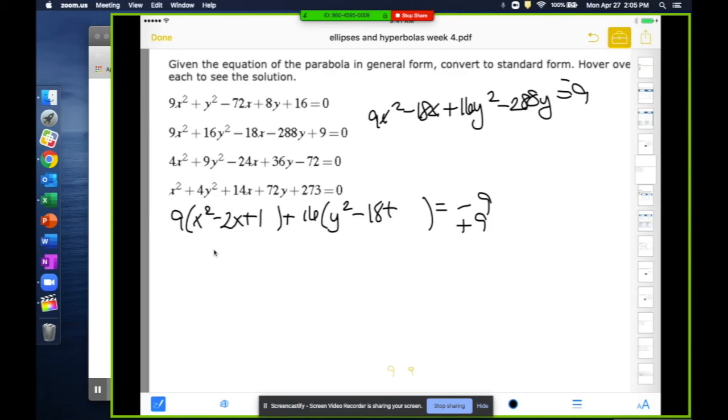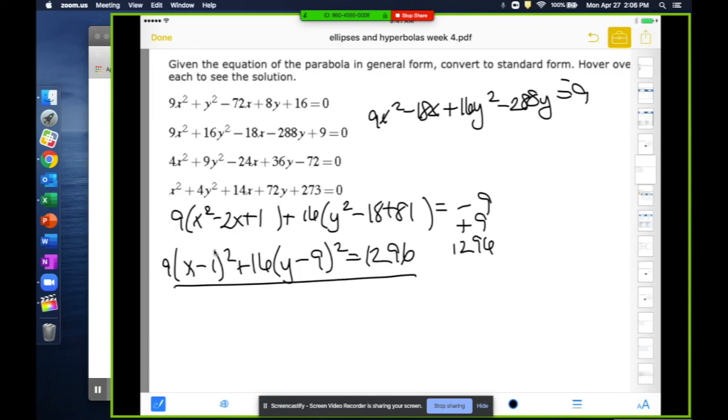B divided by 2 squared, we get 1, so 9 times 1 is plus 9 on the right hand side, and then negative 18 divided by 2 squared is 81, and then 16 times 81, to get that number that I add to the right hand side, is going to be 1,296. So continuing to factor, I get 9 times x minus 1 squared plus 16 times y minus 9 squared equals, adding all those together, just going to be 1296.